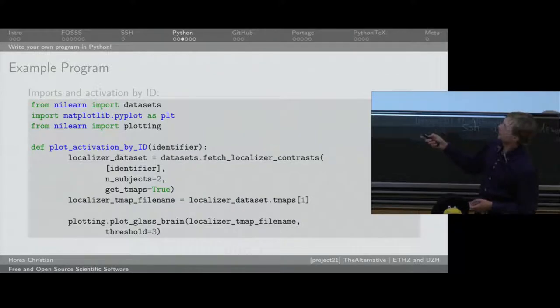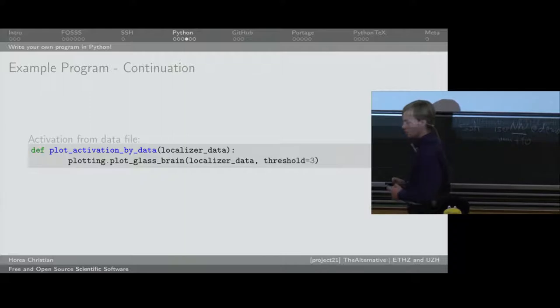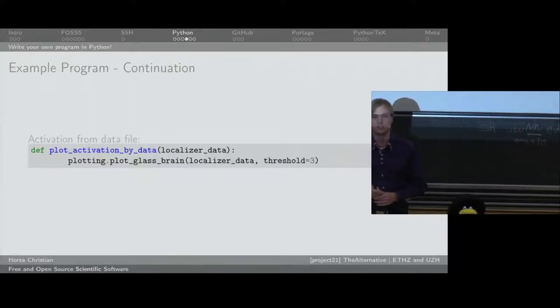So again, from here, yeah? So plotting, plot glass brain. It's the same function, the glass brain plot. And the first argument is the localizer data, so the path of the data which you're going to plot. And this is the threshold, yeah? So you add this to the same file, just so that it's clear.